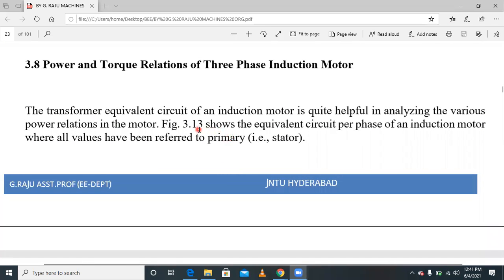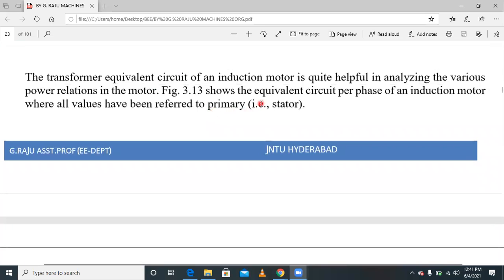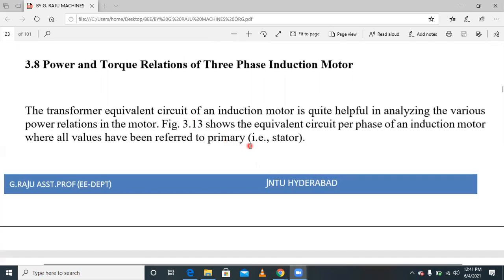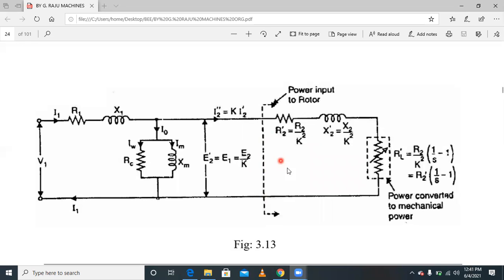This figure 3.13 shows the equivalent circuit per phase of the induction motor. I have already explained the equivalent circuit of the induction motor, where all values have been referred to the primary side, that is called the stator. Secondary side parameters are converted into the primary side. By converting all secondary side parameters to the primary side, we can find the relations between power and torque of the three-phase induction motor.